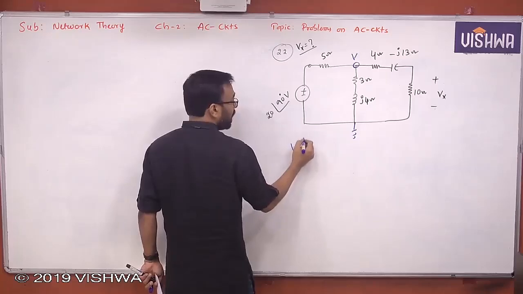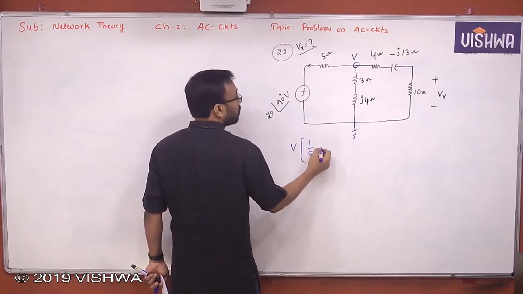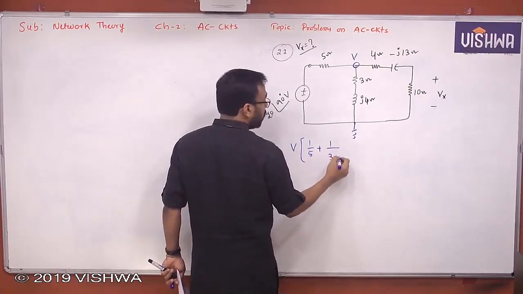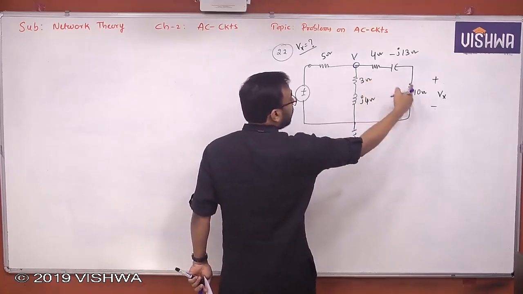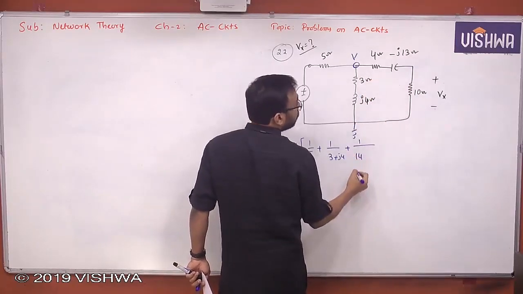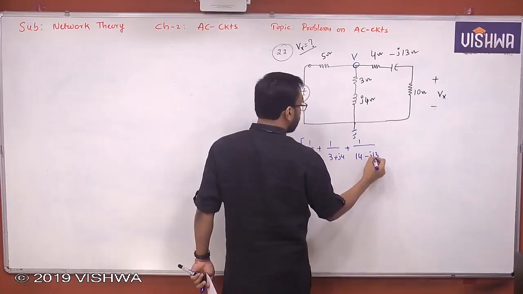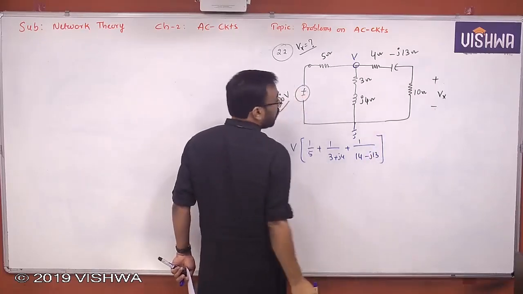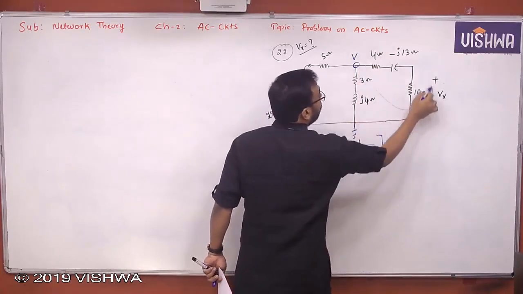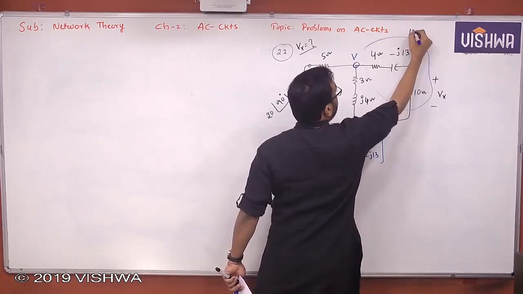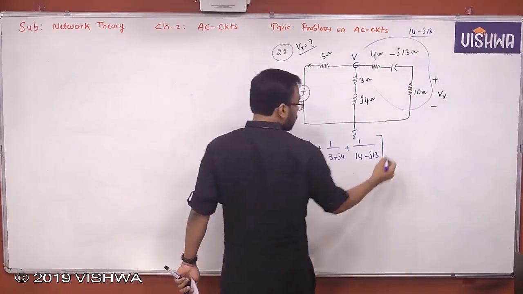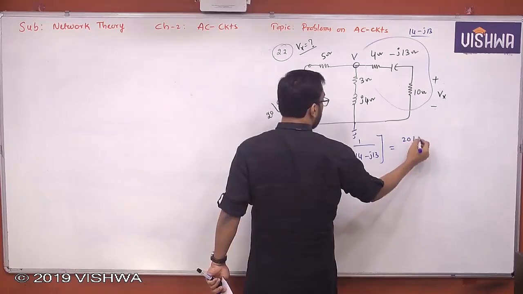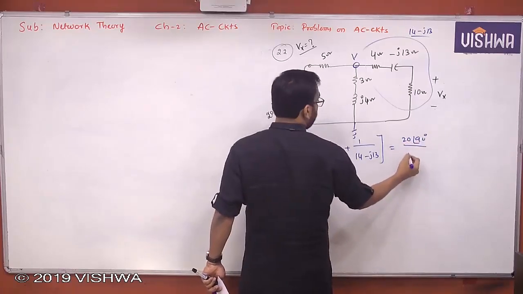Okay, because I'm good at node analysis. So 1/5, so 1/3 plus j4, plus 1/(4 minus j13) plus 10. That means 14 minus j13. I hope you understand this. What is this total value? Total value is nothing but 14 minus j13. Clear? It is equal to 20 at an angle of 90 by 5 ohm.